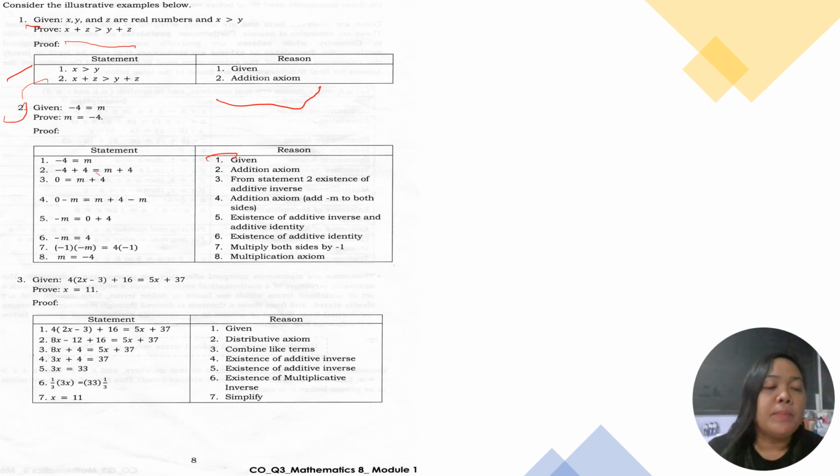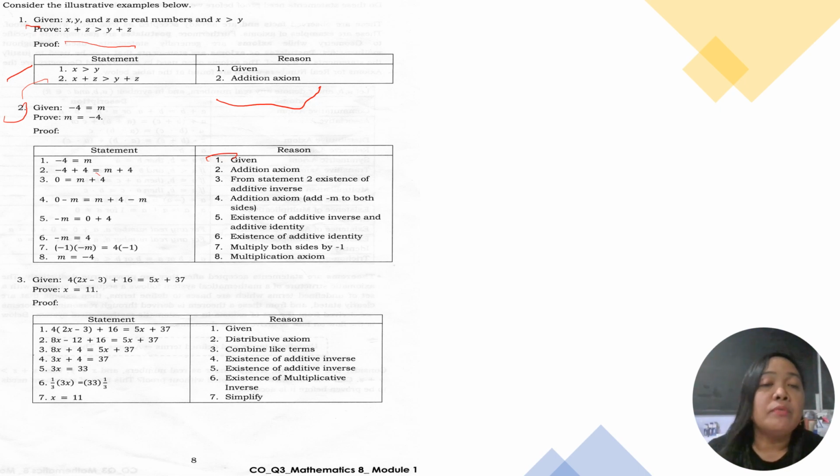So negative 4 plus 4 is equal to m plus 4 by addition axiom. Then let us make statement number 3. You just apply the existence of additive inverse, meaning you have to simplify negative 4 plus 4, and that is 0, right? Okay, that is 0 is equal now to m plus 4. So that would be our statement number 3. Okay, reason, we apply the existence of additive inverse.